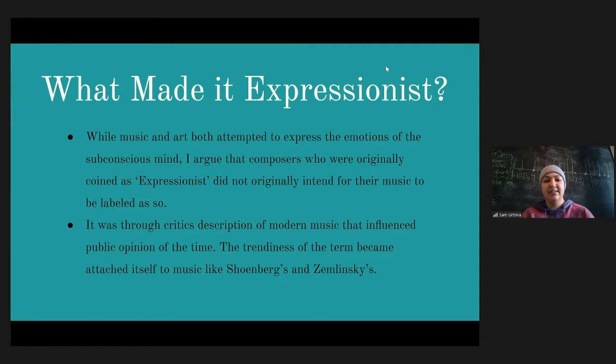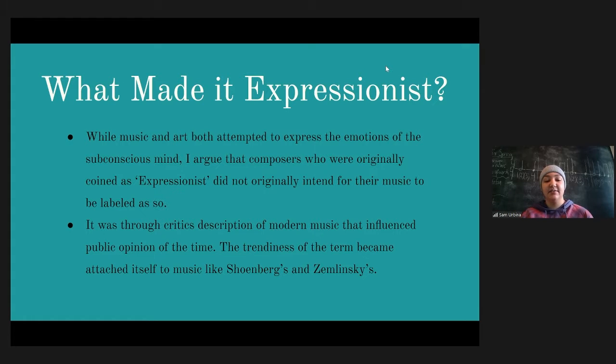All right, so what made music expressionist? I'm going to argue that while music and art both attempted to express the emotions of the subconscious mind, composers did not originally want to coin their music as expressionism or as expressionist. They did not intend for their music to be labeled as so, and this is the standpoint that I'm going to argue from. It was through critics' description of modern music that influenced public opinion of the time. The trendiness of the word expressionism, it was used kind of as a buzzword. The term became attached to itself.